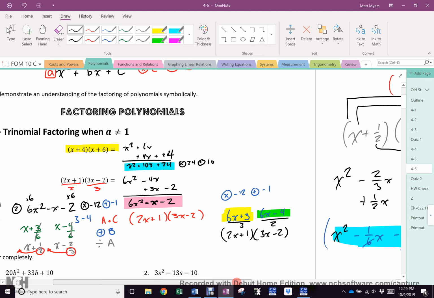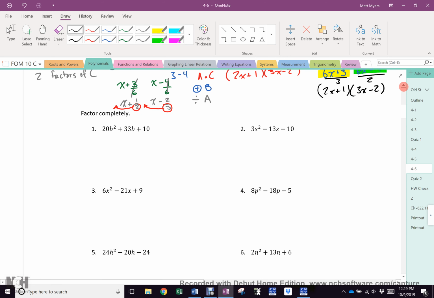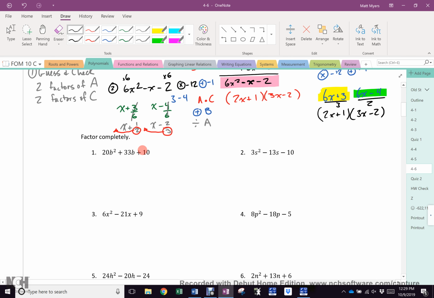All right, let's look at our very first one. You've got 3 methods that you could try with 20 and 10. Is guess and check a good one here? Why not? Too many factors of 20, right? 1 and 20, 2 and 10, 4 and 5. 10, 1 and 10, 2 and 5, right? 6 different groups of factors I have to check. I don't like that one. I don't want to use it. So let's go to one of the other ones.